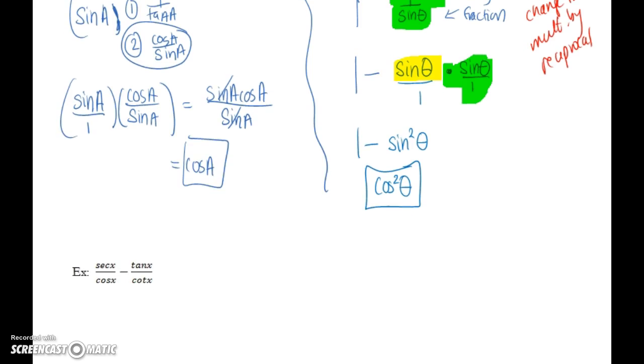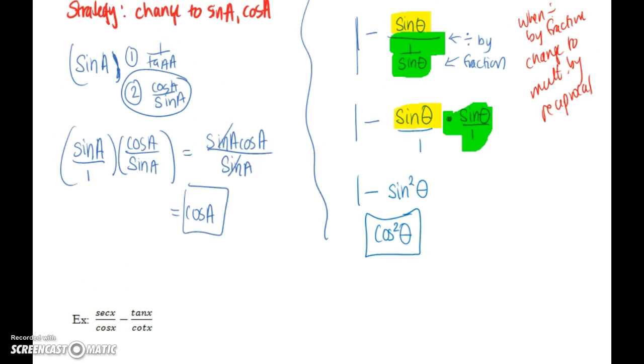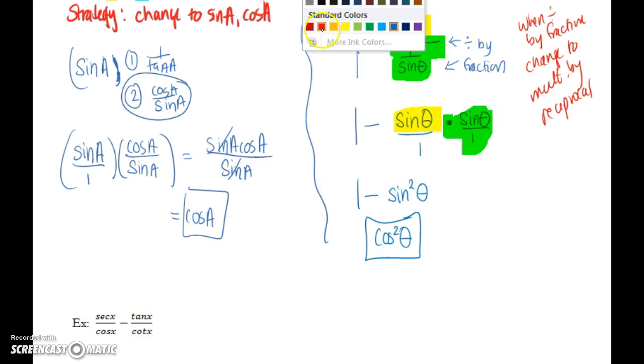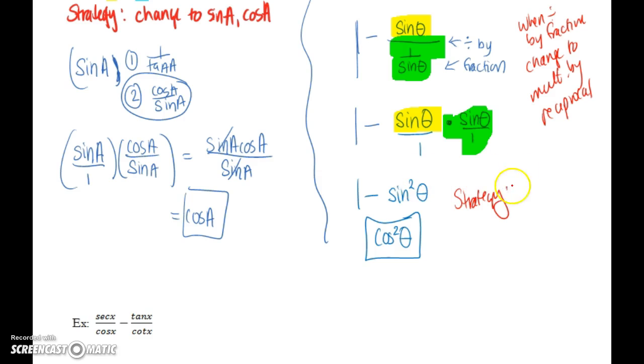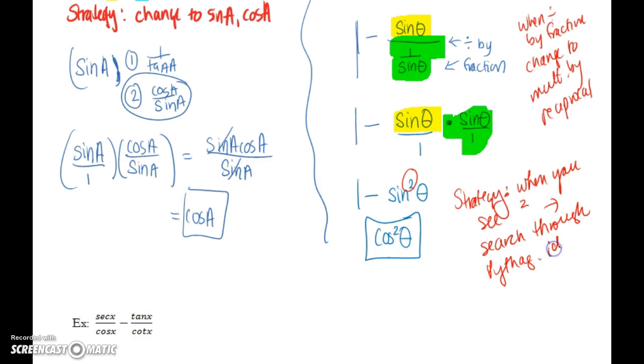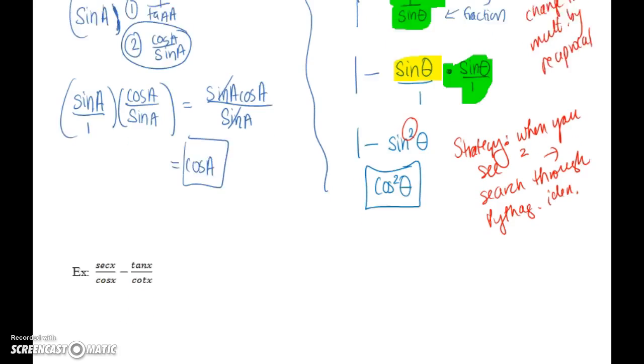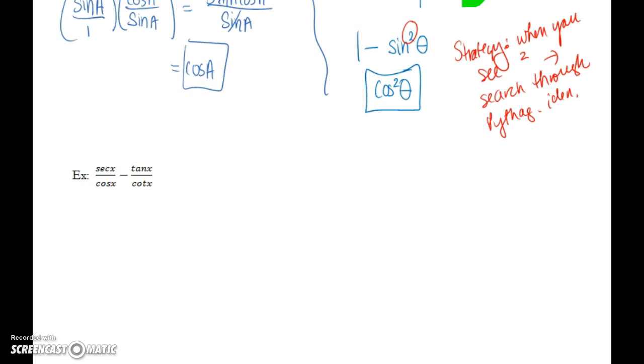All right, before we go on, let's write another strategy down. So another strategy that we used here is when you see squares, like this exponent, search through your Pythagorean identities. So that square there should be an indication that you want to use your Pythagorean identity. All right, let's take a look at our next example.